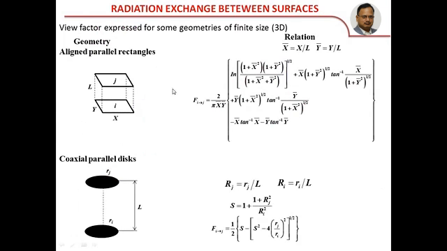Because it is not possible to have this kind of imagination with reference to other geometries, relations are developed for the shape factors based on the orientation of the surfaces as well as the size and the distance between them. Aligned parallel rectangles, if you have, the shape factor Fi to j is given by this expression. If you have coaxial parallel discs, one i and let us say the other j, separated by a distance L, you can determine the shape factor Fi to j using that formula.